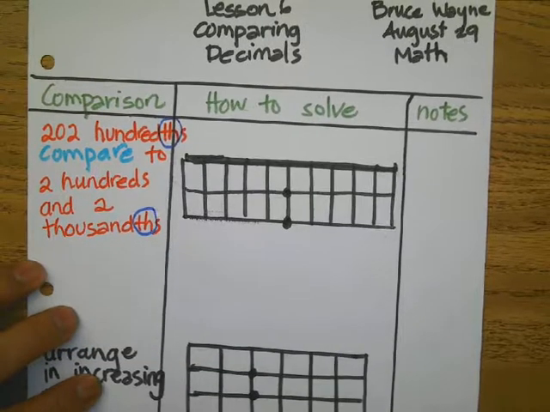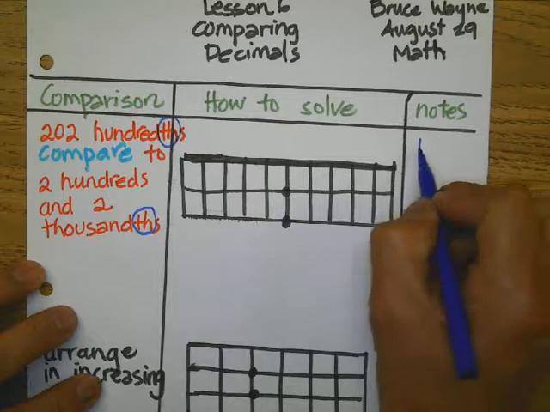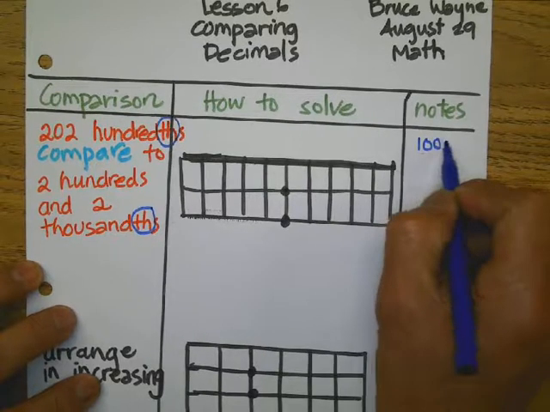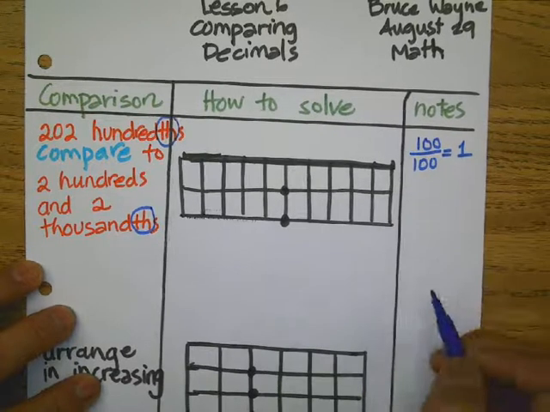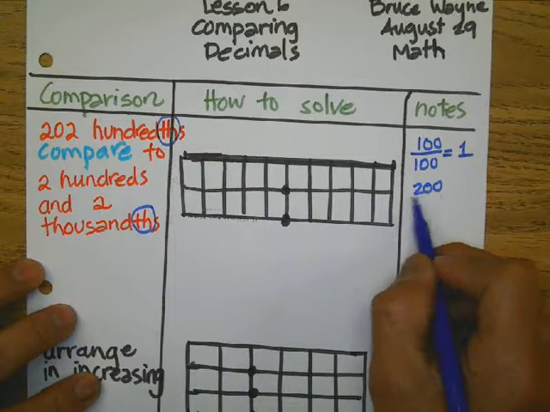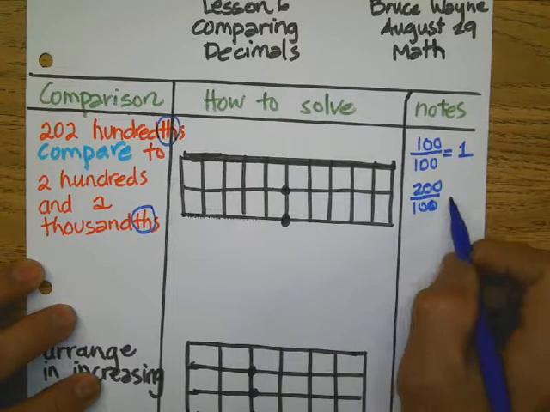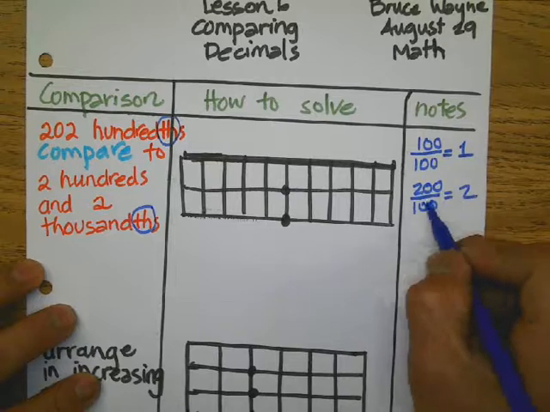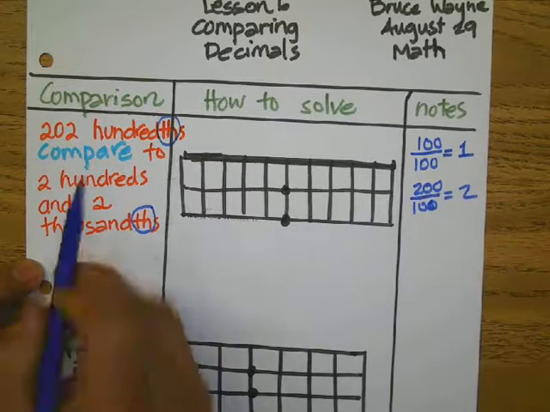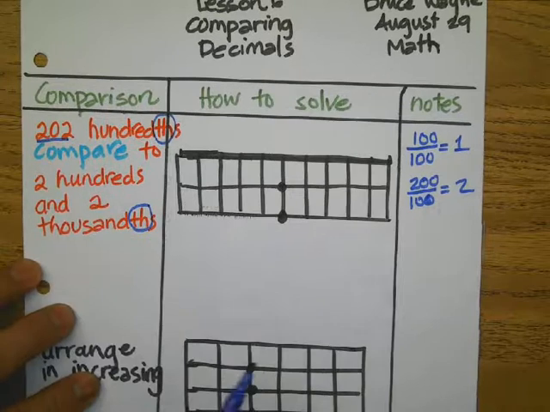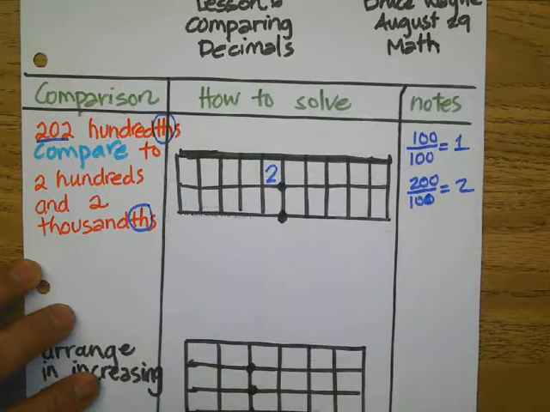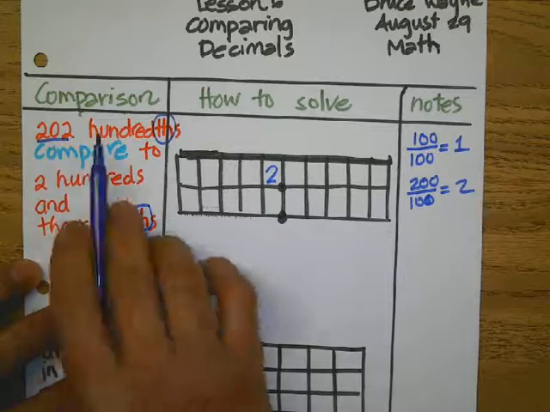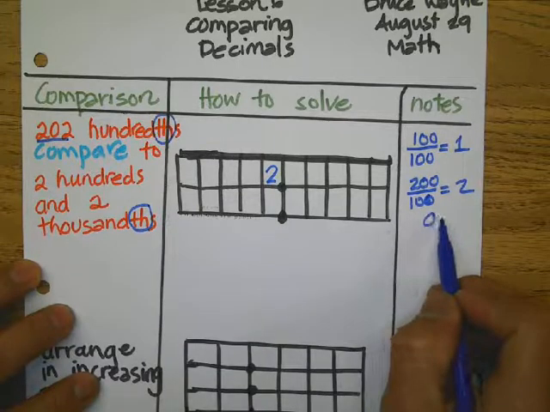Now, let me just write something over here so you understand better. These are my notes. So when I have 1 over 100, that equals 1. So if I have 200 over 100, hundredths, that equals 2. When you do the division, that's the answer, right? So if you look at this number right here, that's 202 hundredths. It says 202, that means we have a whole number 2 on the ones. And then we have 200. When you say 200, this is the way you write it.